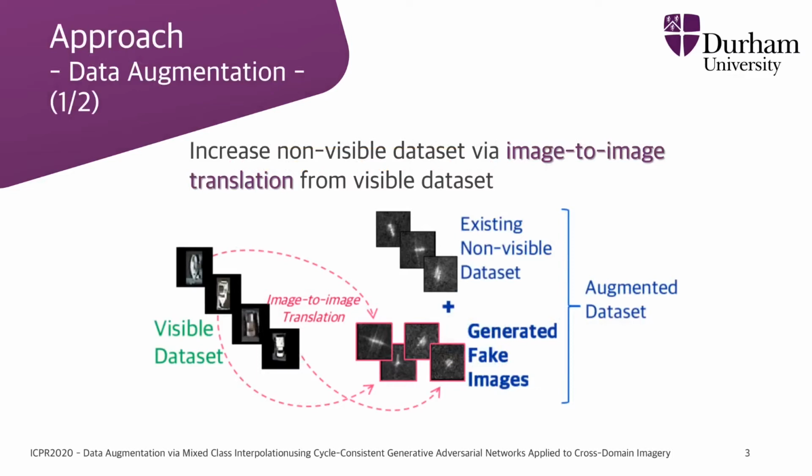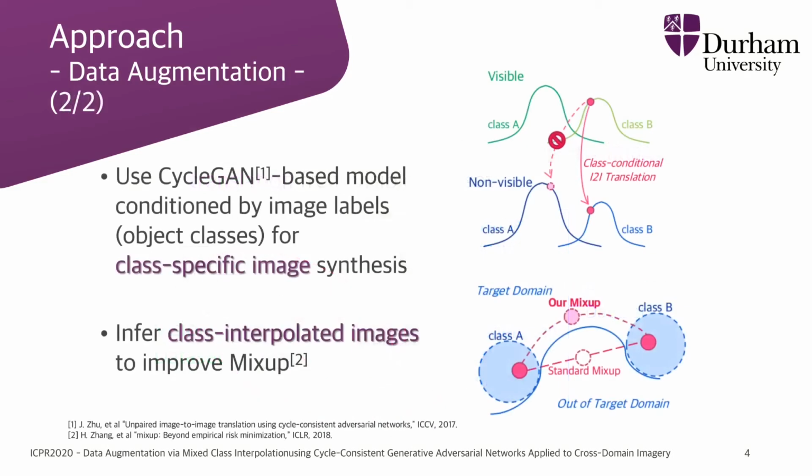Our approach doesn't adopt standard data augmentation such as rotation, flipping, and cropping, but tries to synthesize new images via image-to-image translation which transfers visible images to non-visible images. Our image-to-image translation is based on Cycle-GAN employing conditional training with image labels such as object classes to enable class-specific image synthesis. The trained model can generate class-interpolated images by blending the input images and class labels at inference time. This means it realizes a more semantic mix-up rather than just blending input images pixel-wise.